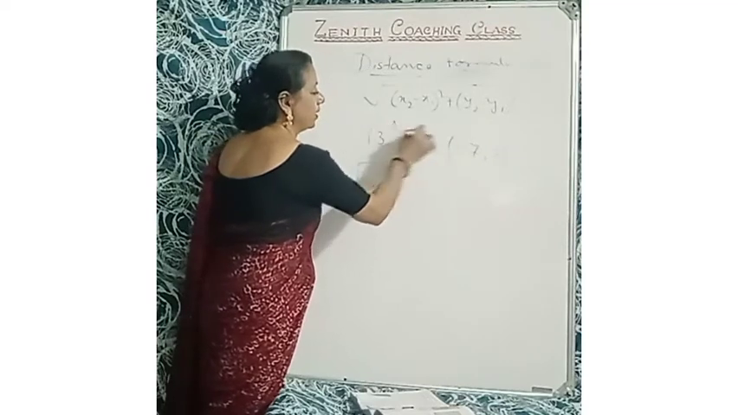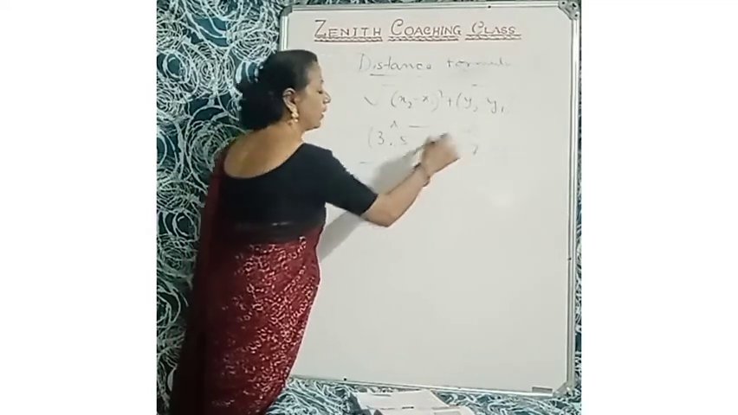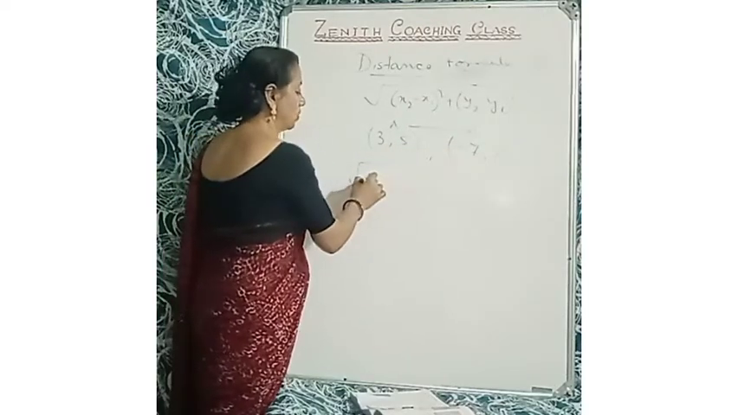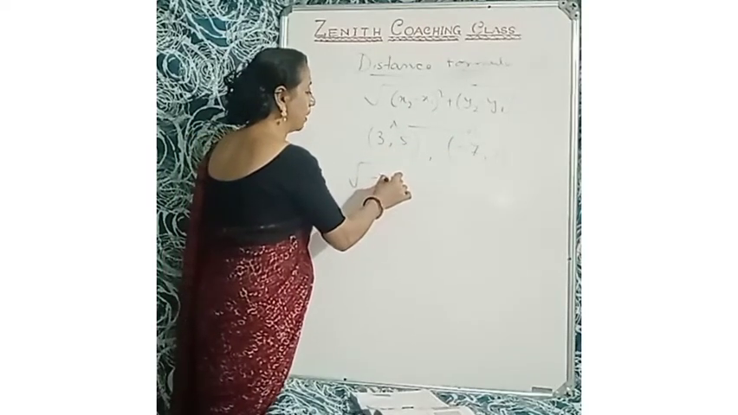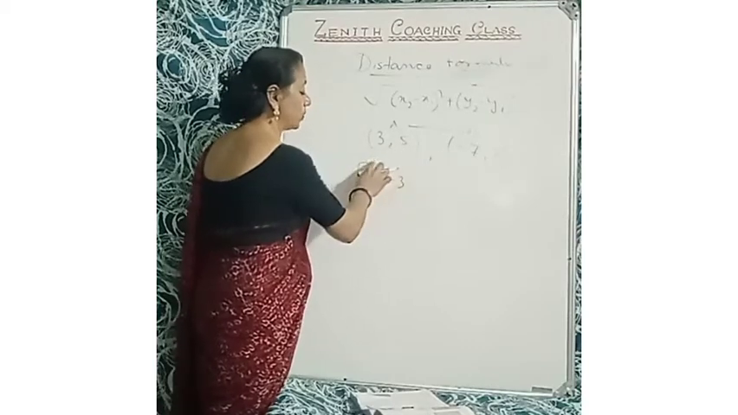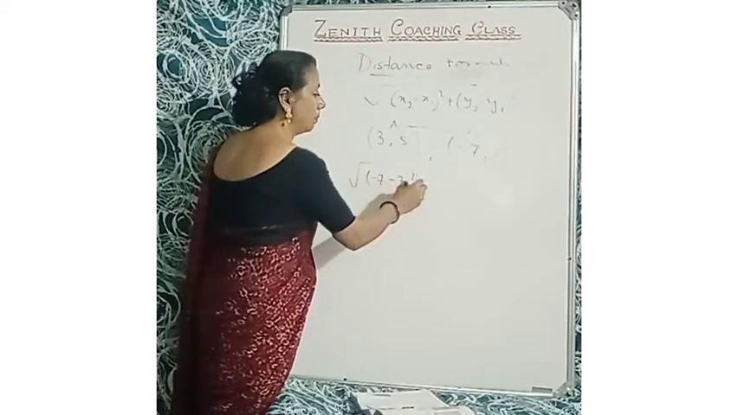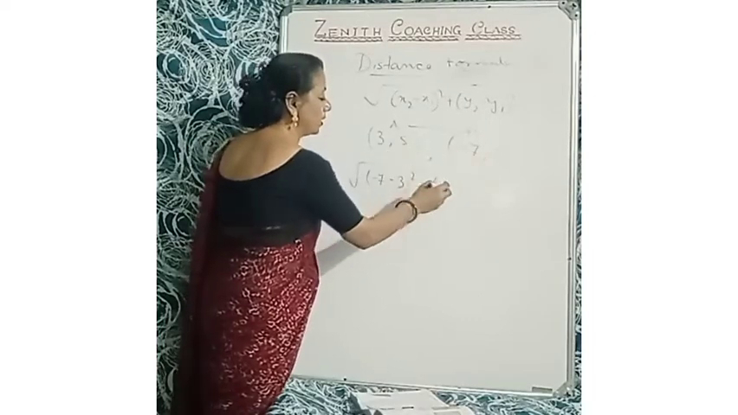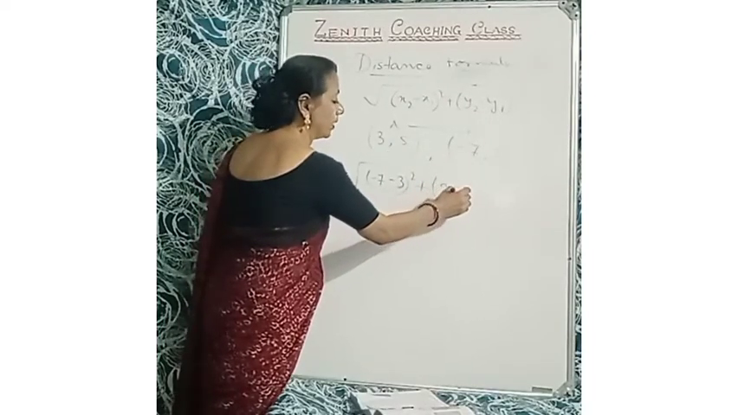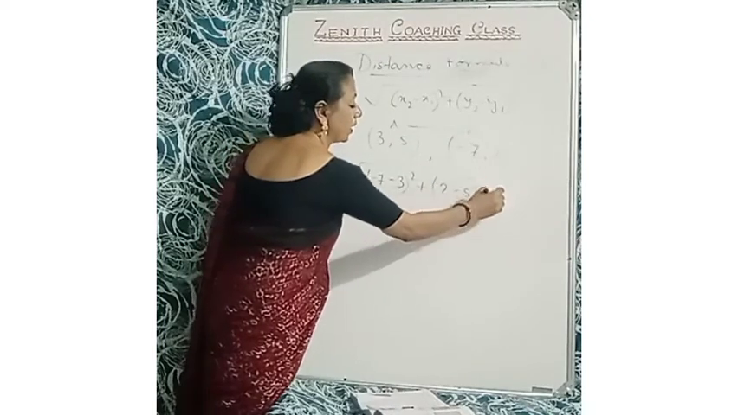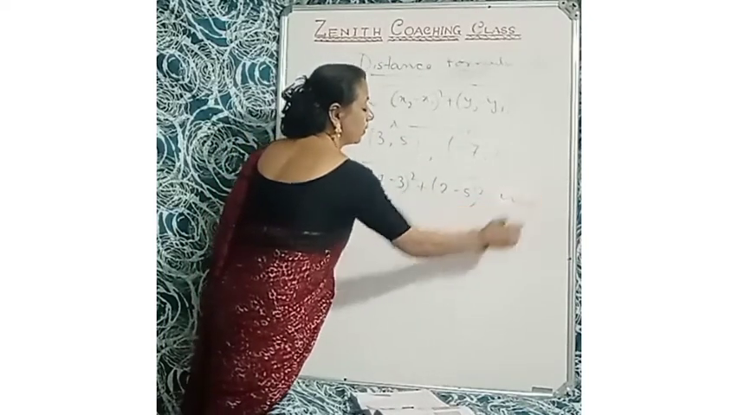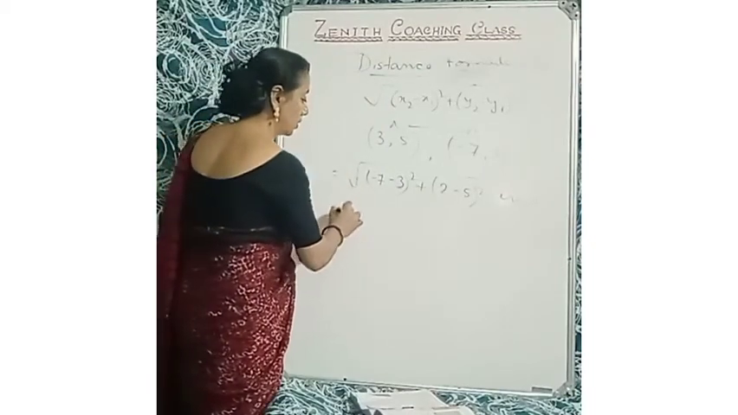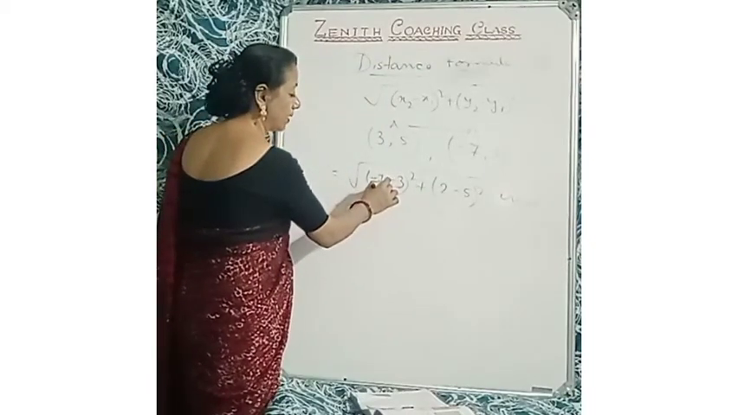Here is A, here is B. So the distance from A to B. Now x2 is minus 7, so minus 7 minus 3, whole square, plus y2, that is 2, and y1 is 5, y2 minus y1 whole square. Okay, then minus 7 minus 3.